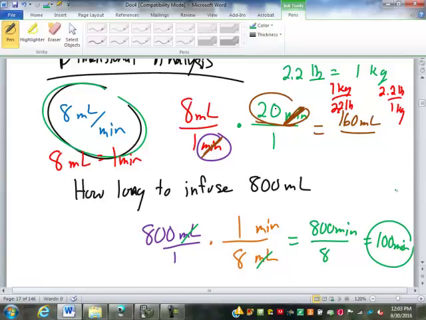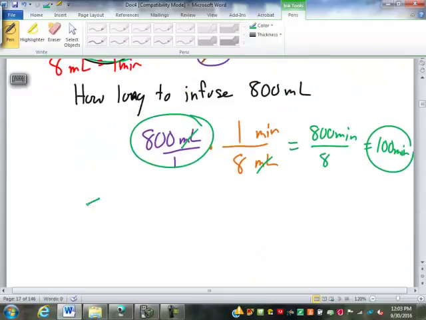Now again, some of you could have looked at that and said, hey, 800 milliliters, I'm just going to divide by my flow rate. Say if I'm driving 200 miles at 50 miles an hour, we all know you just take 200 divided by 50, it's going to take 4 hours, right? Same type of thing. So if you know that, you can go ahead and do it. But if you don't see that, you can use the units to tell you how to put the things in there.